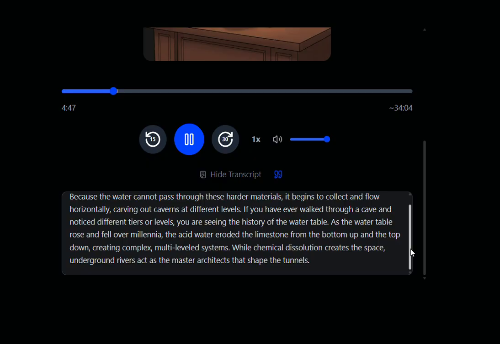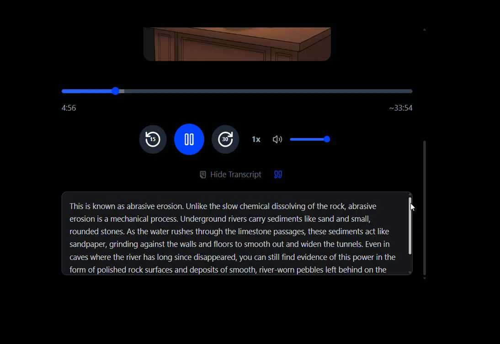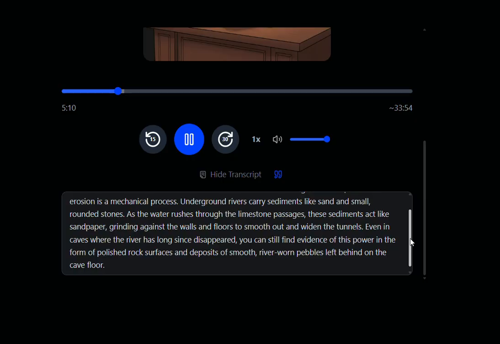While chemical dissolution creates the space, underground rivers act as the master architects that shape the tunnels. This is known as abrasive erosion. Unlike the slow chemical dissolving of the rock, abrasive erosion is a mechanical process. Underground rivers carry sediments like sand and small rounded stones. As the water rushes through the limestone passages, these sediments act like sandpaper, grinding against the walls and floors to smooth out and widen the tunnels.